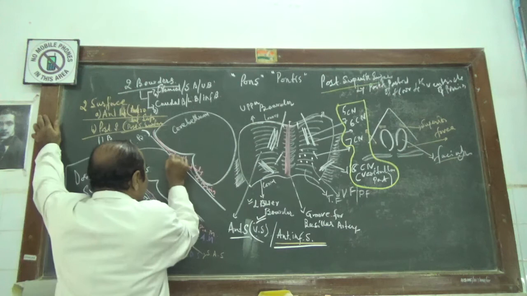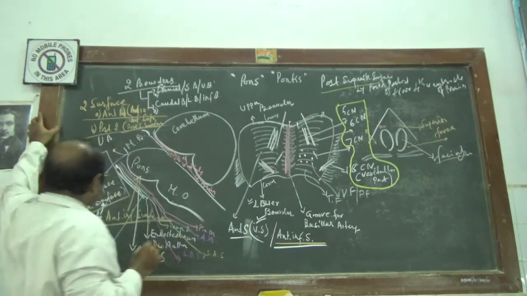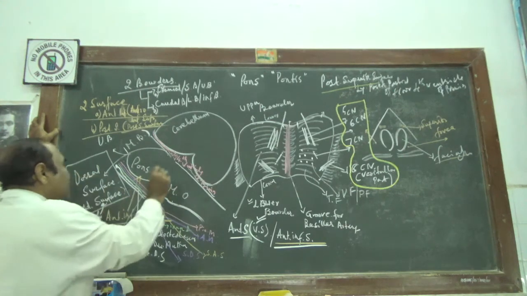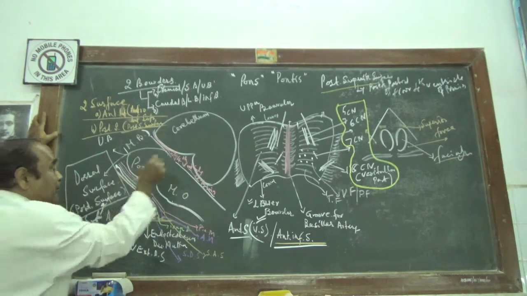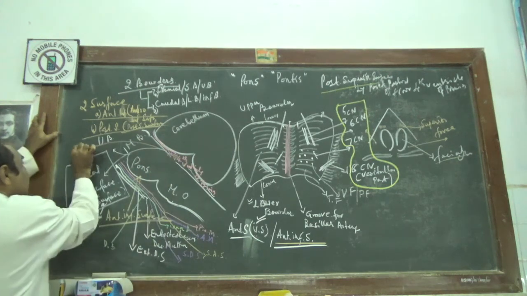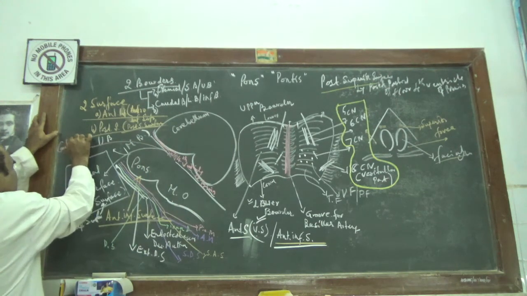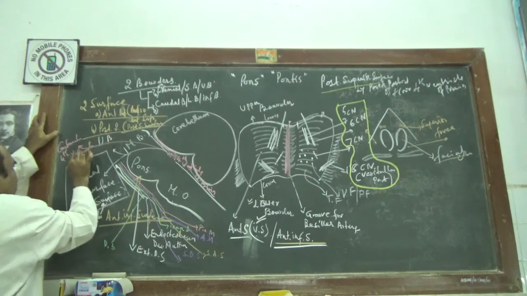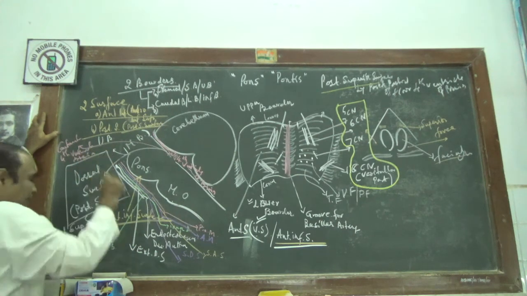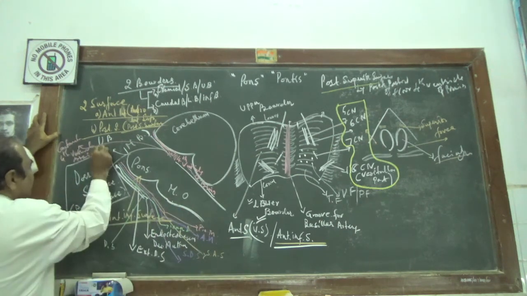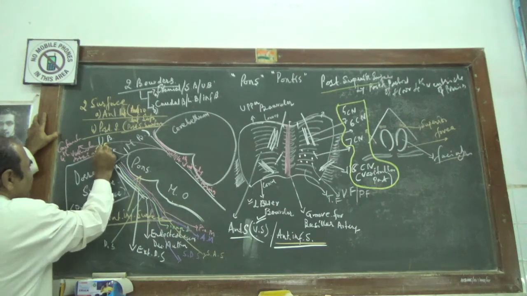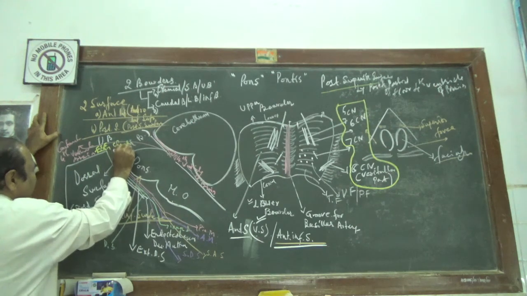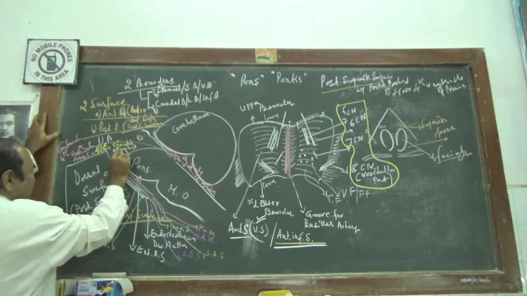Apart from that, this dorsal or posterior surface of the pons is related to the contents of the fourth ventricle, that is CSF, tela choroidea, choroid plexus, ependyma and pia mater.